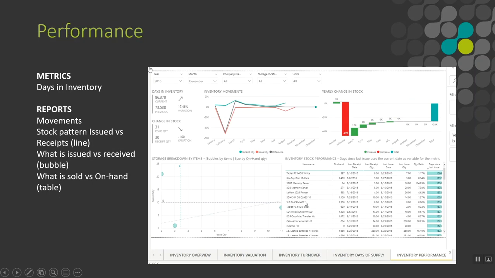And finally, we have the performance. You can see a metric there in days in inventory. And we have quite a bit of charts that indicate the issued versus the receipts, be it by a line graph, within a bar graph, or within bubble graphs. And again, you've got a table that indicates the same data but broken down by items.